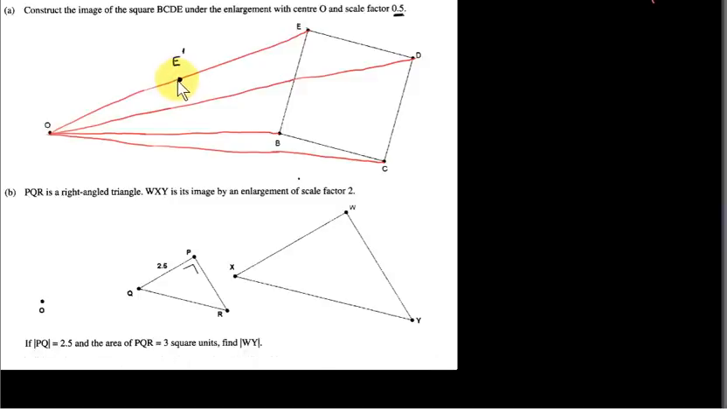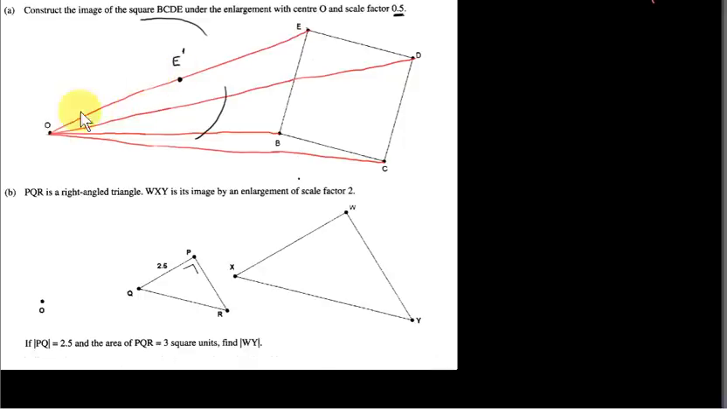Now, to get E prime, we could just get the length of OE with a ruler, get half that length and measure out the distance OE prime, such that OE prime equals E prime E. Make these two lengths the same. Or you could use a compass to find this point. Put your compass point at O, set the compass to more than half the length of OE, and make an arc on the other side.